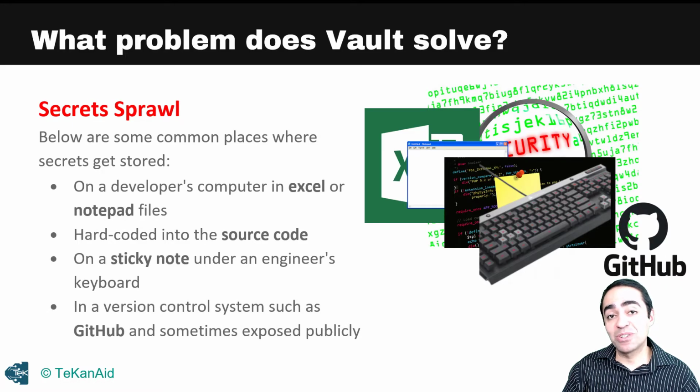These secrets can live in a version control system like GitHub or GitLab, and sometimes these systems get exposed publicly, and some of those breaches were a result of that. Hopefully this gives you an overview of what Vault is, what secrets are, and the problem that we're trying to solve with Vault.